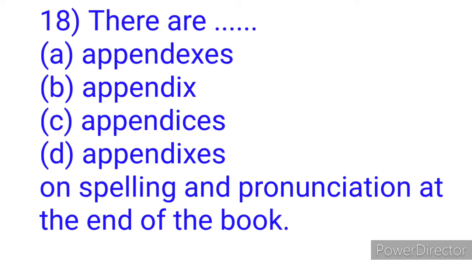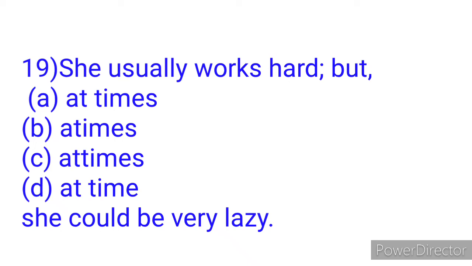Now let's move to the next question, question 19. She usually works hard, but dash, she could be very lazy. We have option A, at times, B, at times, C, at times, and D, at time. The expression at times simply means sometimes or on occasions, and it is at times, and not at time, as some people say, especially when they tend to be fast. The correct option is option A, at times. So the expression is, she usually works hard, but at times she could be very lazy.